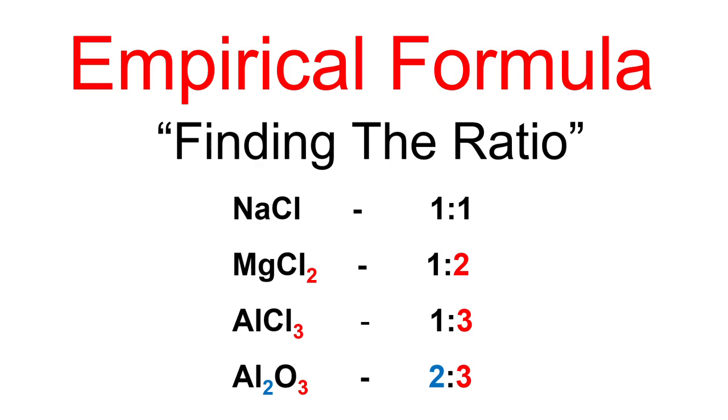Okay, just looking at these ratios, you can see that it's a 1 to 1 for sodium chloride, 1 to 2 for magnesium chloride, 1 to 3 for aluminium chloride, and then a 2 to 3 ratio for aluminium oxide, which is a huge part of our course. So you should play and pause while I go through how we find the empirical formula of a compound.